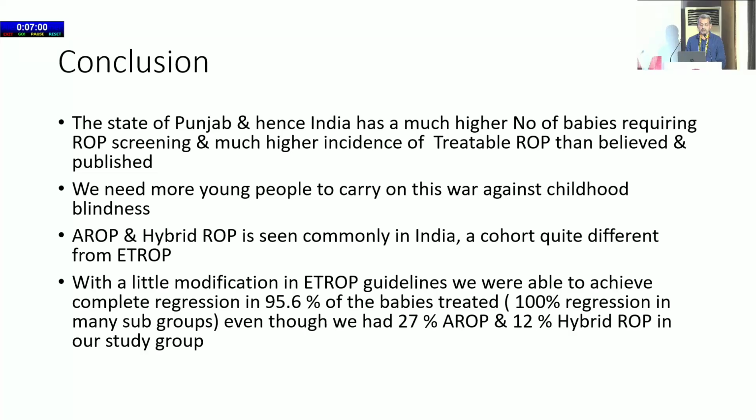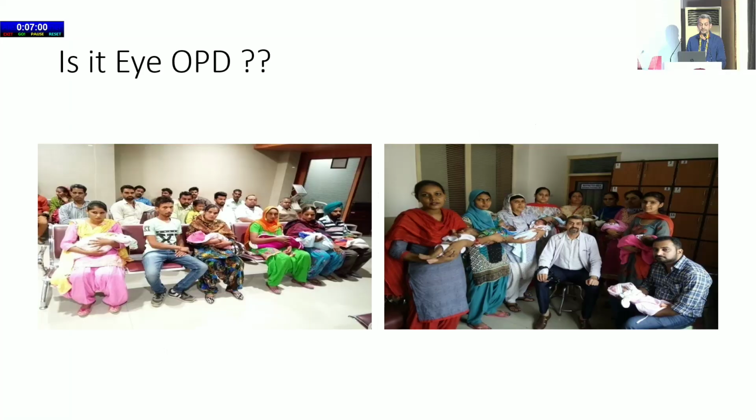And we need more young people to carry on this war against childhood blindness. AROP and hybrid is seen more commonly, which is quite different from ETROP or other cohorts. And as per me, with a little modification in ETROP, if we treat a little bit earlier, we can have very good outcomes even with severe forms of ROP.